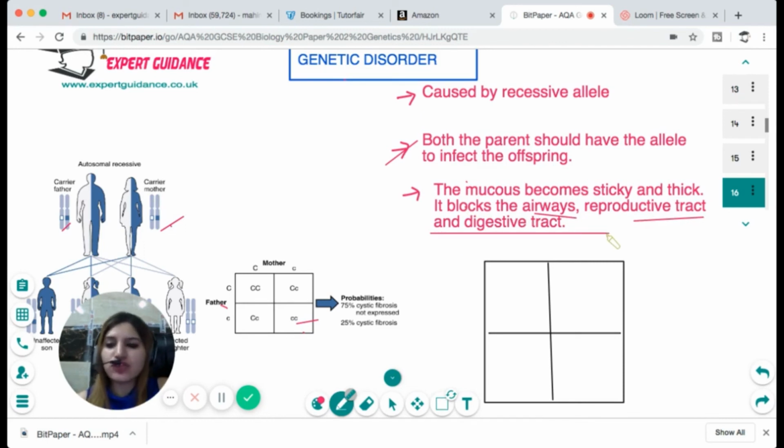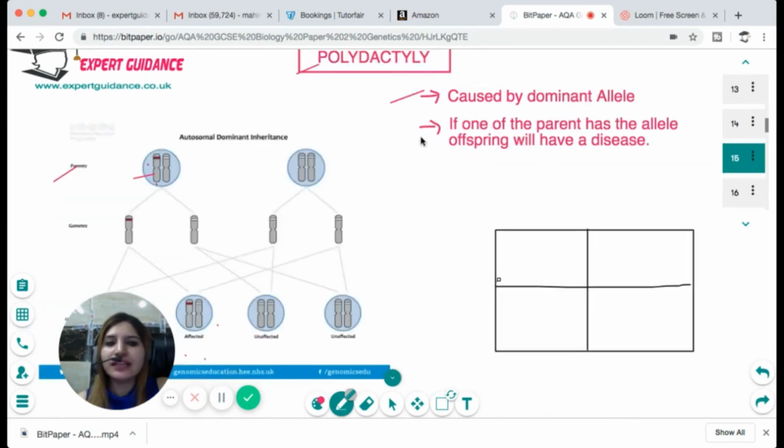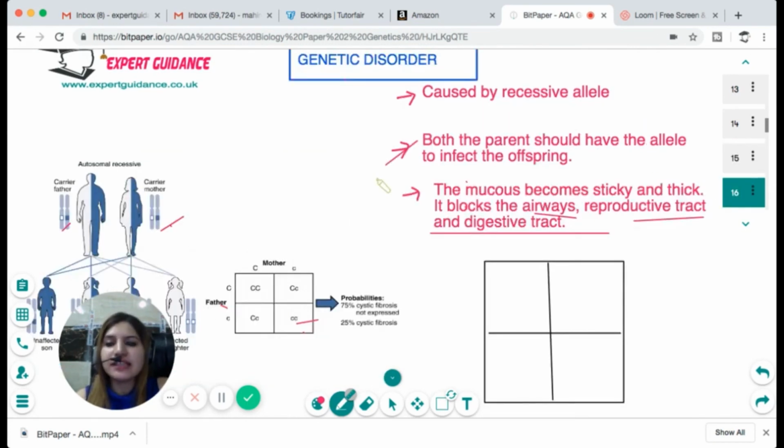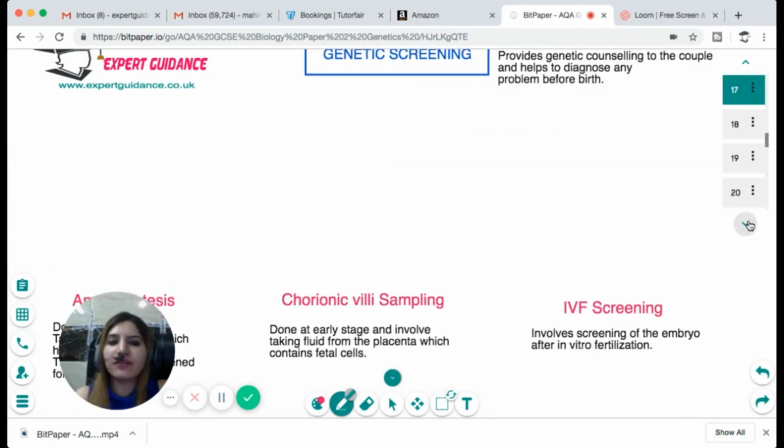Now, what you need to remember here is, in the dominant inheritance, one of the parents should be affected in order to make the child affected. But in a recessive, both the parents should have the allele in order to make the child affected. Now, in the exam, they can give you different combinations and they can ask you to make the cross and predict what are the percentage of the offspring that will be affected.